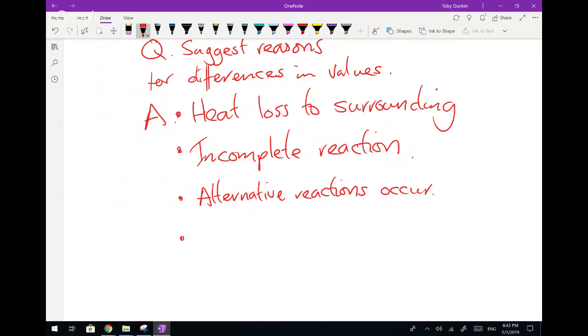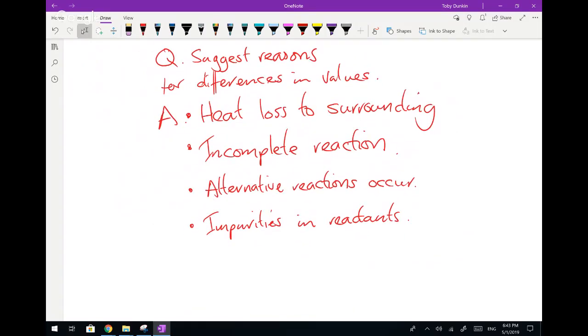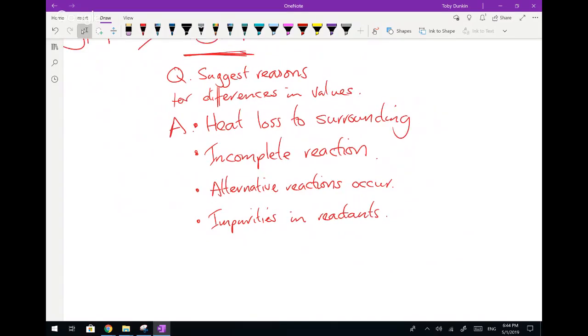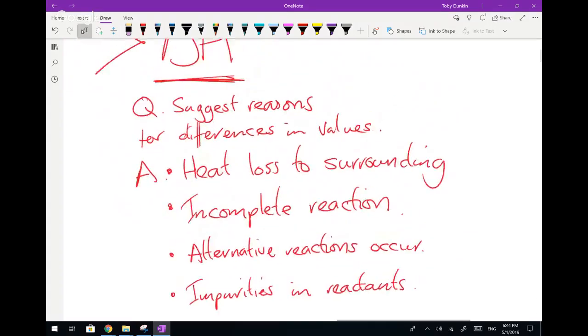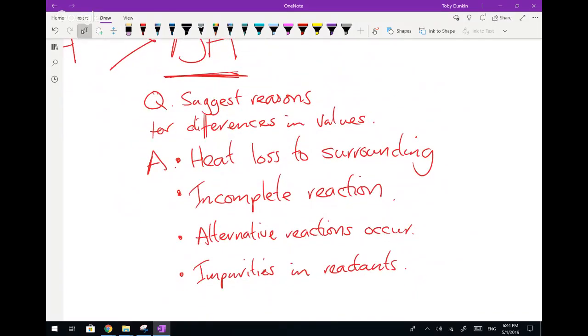The next one is impurities. Impurities in reactants. If we weigh out 10 grams of magnesium, in reality, we'll not have 10 grams of magnesium because it's never going to be 100% pure, which means even though I'd be using 10 grams in my calculation, I'm actually going to be only reacting 9.8. So impurities, these are just a few of them, and we're going to see a whole load more of these appear later on.